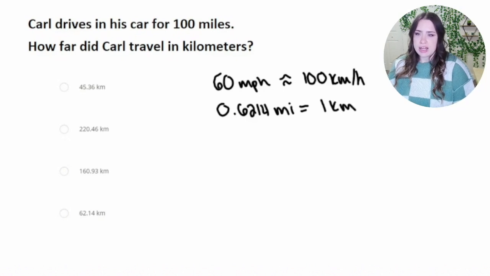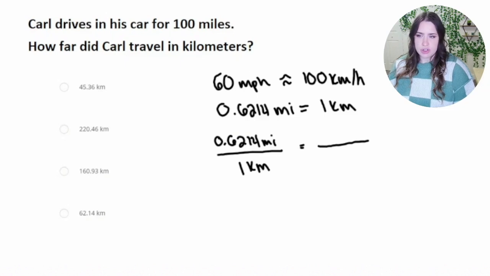So we can use that conversion rate and set up a proportion. So I'm going to use 0.6214 miles per 1 kilometer and set that equal to our scaled up conversion. So we have the 100 miles. That needs to go in the numerator to mirror that 0.6214 miles. So I'm using my units there to match it up. And then we don't know the kilometers, so I'm going to use x.